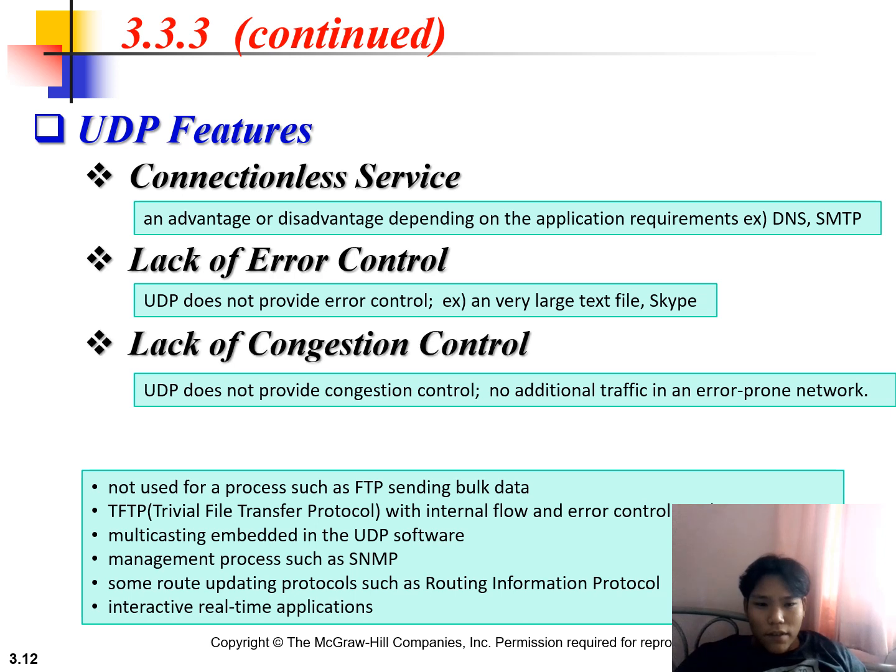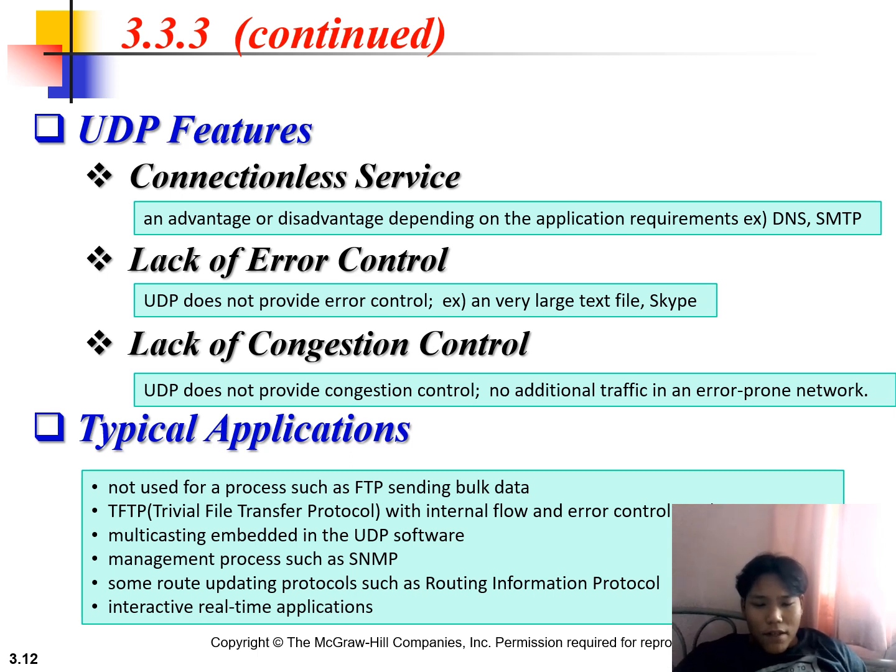UDP features: connectionless service, lack of error control, and lack of congestion control, and typical applications. Not used for a process such as FTP sending bulk data. TFTP, or trivial file transfer protocol, multicasting embedded in the UDP software, management processes such as SNMP, some route updating protocols such as routing information protocol, and interactive real-time applications.